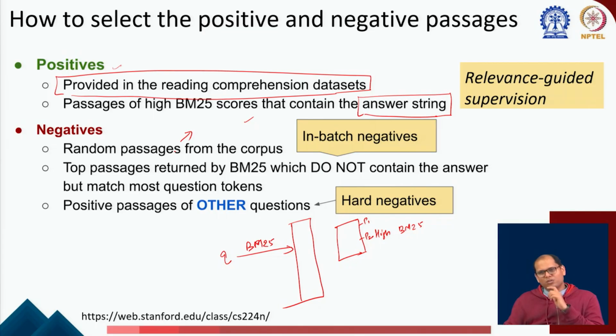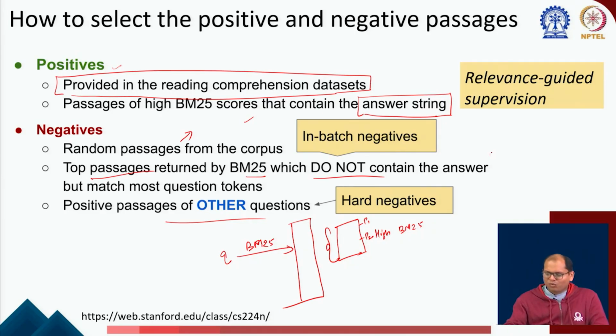But you can also do some other things. Among the passages with a high BM25 score, there are passages that do not contain the answer string, so they are more likely to be not relevant. You can take those passages returned by BM25 that have a high BM25 score but do not contain the answer string. They can be hard negative examples, because they are similar as far as BM25 is concerned, but they do not contain the answer string. Similarly, you can take positive passages of other questions. That is another way of choosing, because they were good passages from which questions were created, so you can take them as negative examples for this question.